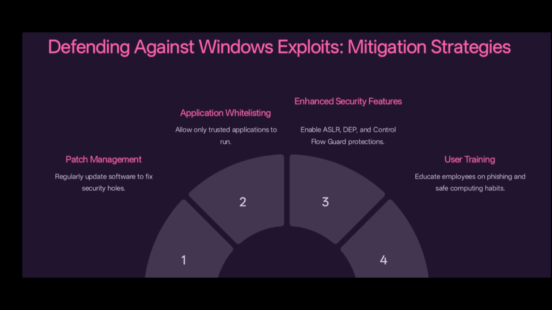1. Understanding Windows exploits. 1.1 What is an exploit? An exploit is a piece of code or method that takes advantage of a vulnerability in software or hardware to achieve unintended behavior such as gaining unauthorized access, executing arbitrary code, or escalating privileges. 1.2 Categories of exploits. Remote code execution, RCE, allows attackers to run malicious code remotely on a target system.